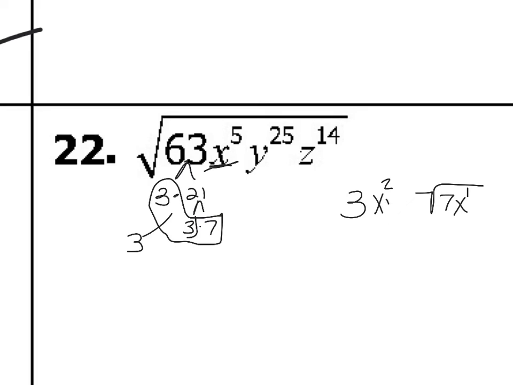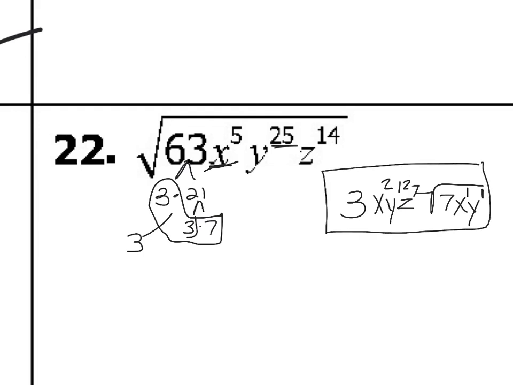And my y's, 25 divided by 2 is 12, with a remainder in the house of 1. And z's, 14 divided by 2 is 7, with no remainder. So that's our answer, but let's check it.